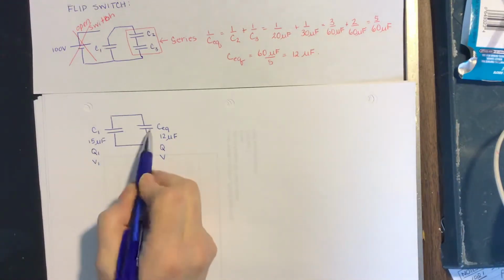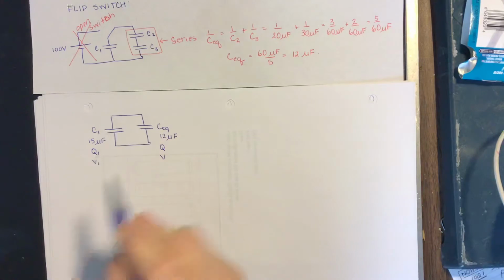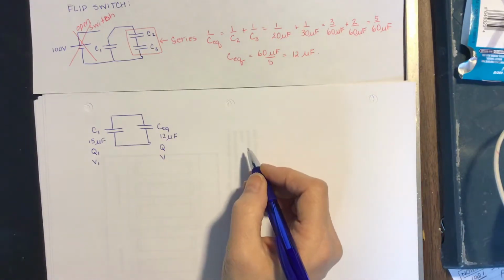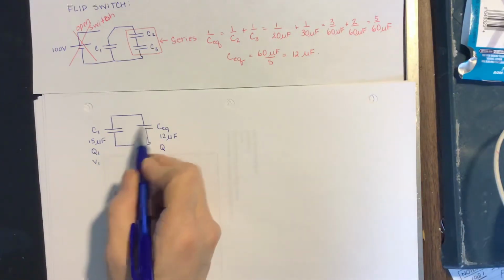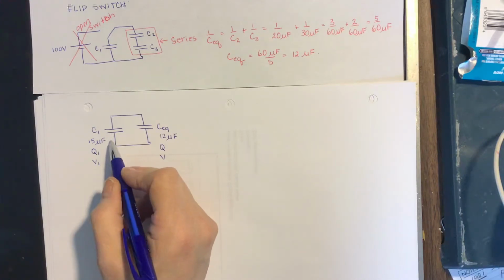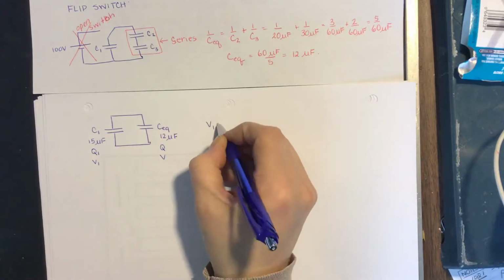The potential here is going to have to be the same as the potential here. So the potential is going to have to be equal all over. So the amount of potential here will spread to here. This capacitor essentially acts like a battery. So V1 equals V.